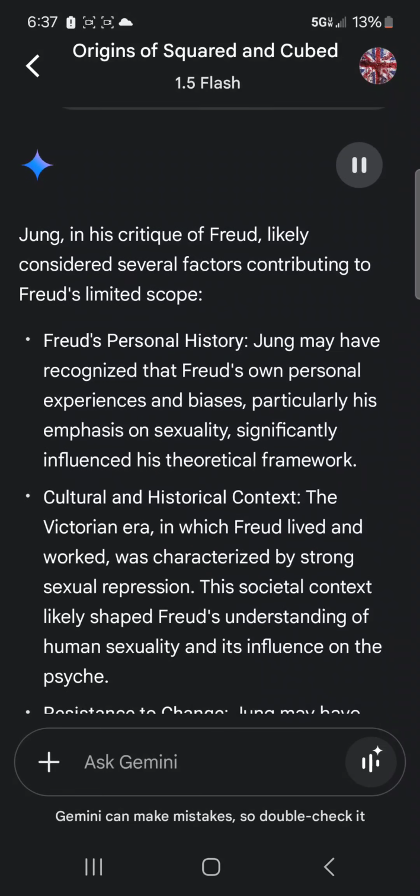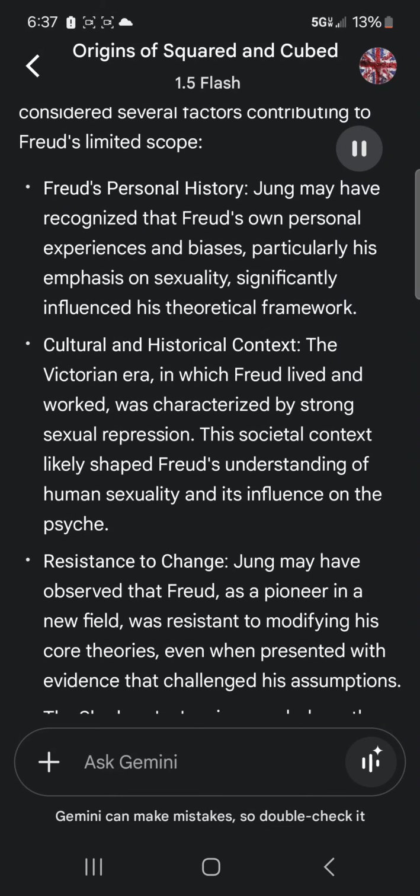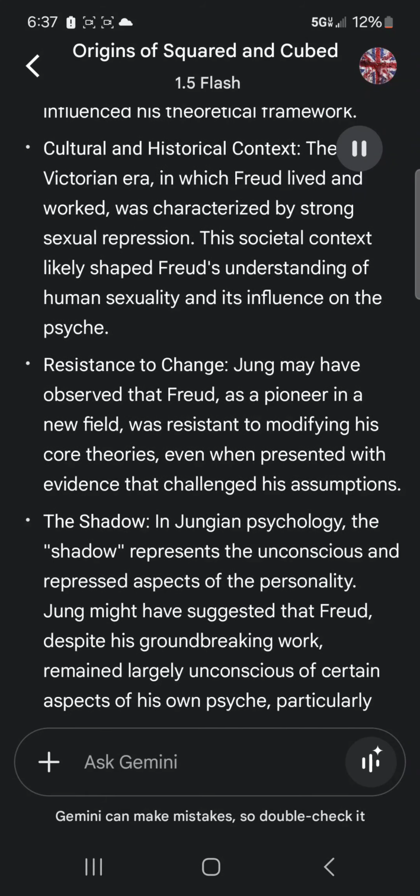Jung, in his critique of Freud, likely considered several factors contributing to Freud's limited scope. Freud's personal history. Jung may have recognized that Freud's own personal experiences and biases, particularly his emphasis on sexuality, significantly influenced his theoretical framework. Cultural and historical context. The Victorian era, in which Freud lived and worked, was characterized by strong sexual repression. This societal context likely shaped Freud's understanding of human sexuality and its influence on the psyche. Resistance to change.